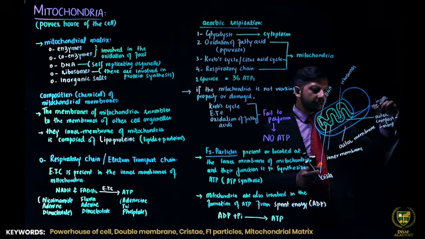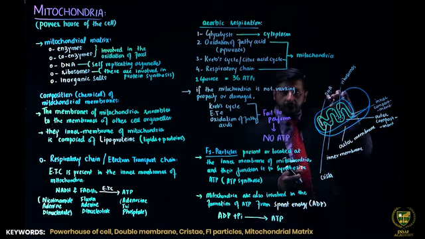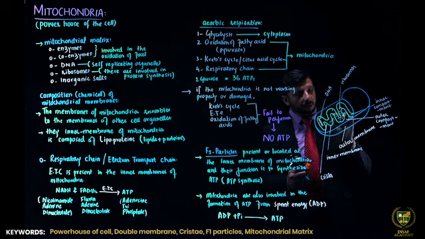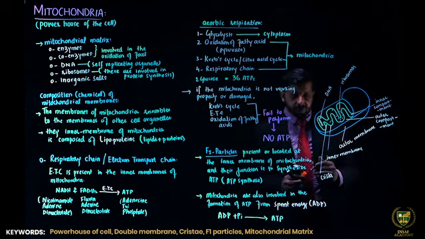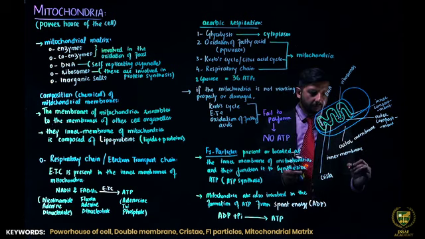Clear? And this is the inner compartment. दो compartments याद रखिएगा, ठीक है? Outer compartment that is present between the outer and the inner membrane, while the inner compartment is present inside the mitochondrial matrix or the crista. Clear? So that is the diagram of mitochondria.